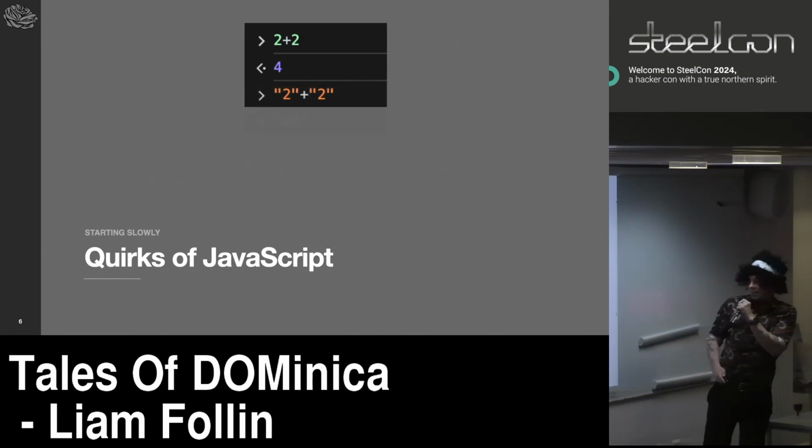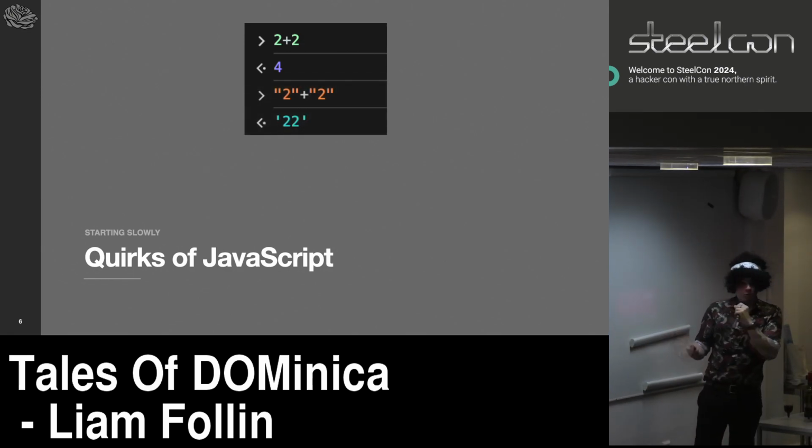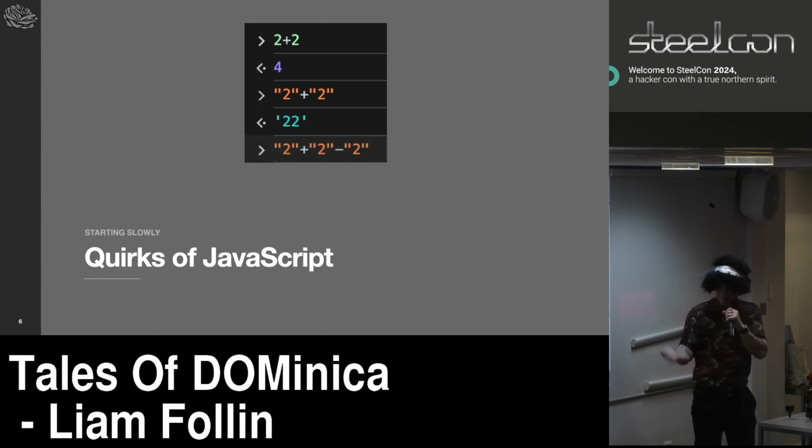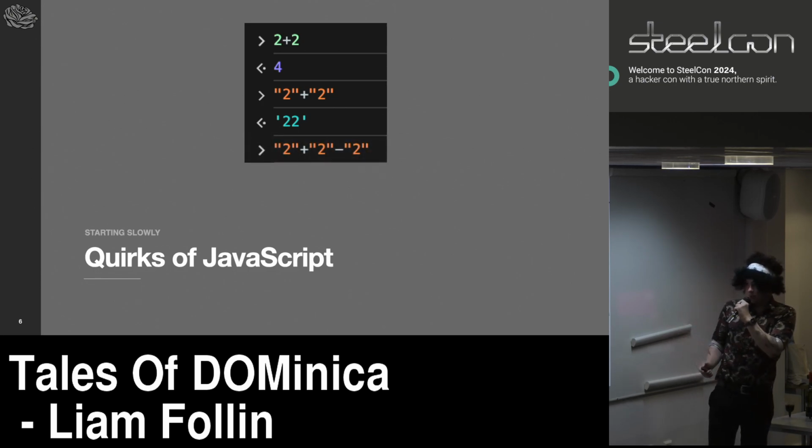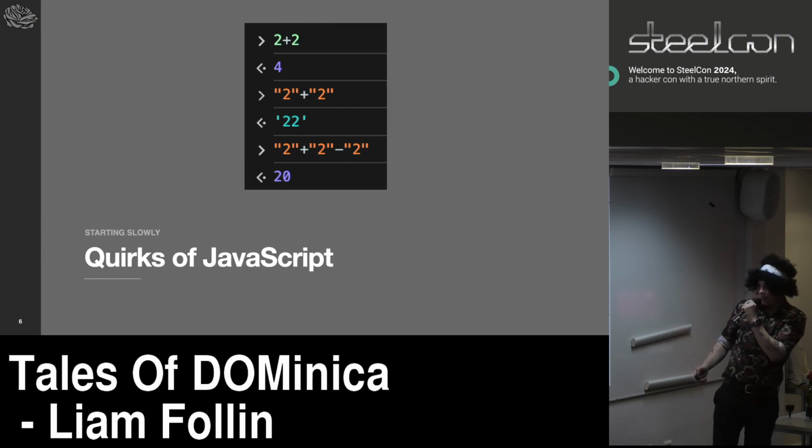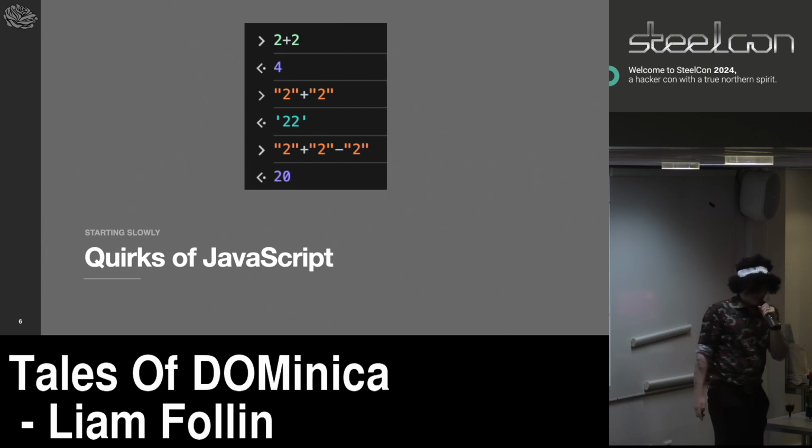Excellent. 2 + 2, string concatenation. We get 22. Lovely. 2 + 2 - 2. Right. What are we doing here? What are we thinking? Any guesses? Go on. You look like you know. Not a sausage. Okay. 20. Bollocks. Immediately, there's a wrench in the works.